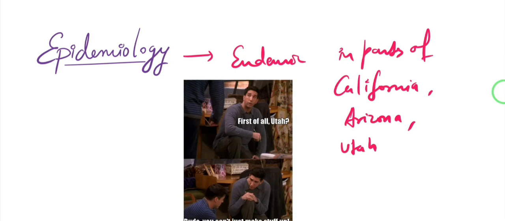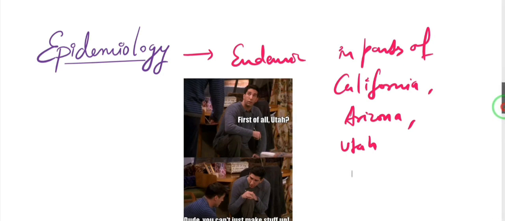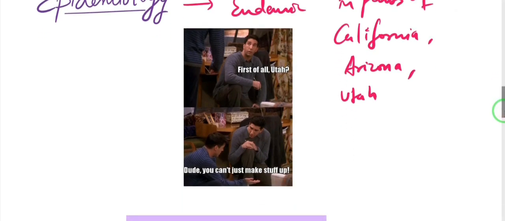And I've put up this picture of Friends here, from the episode where they have to map out all the states, right? So Joey, by his funny nature, just says you can't make up a state like Utah, which is actually a state. He didn't know that.